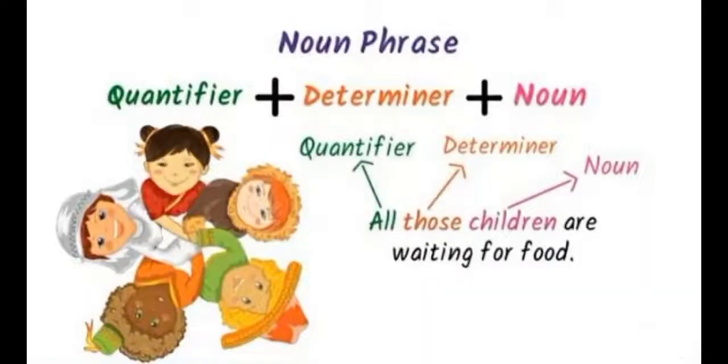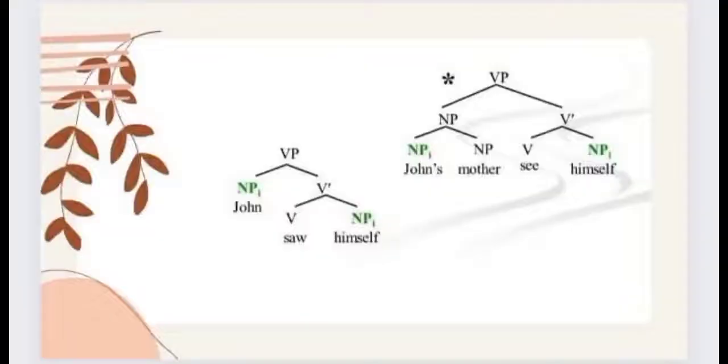A noun phrase can also be a quantifier plus a determiner and a noun. For example, all those children are waiting for food, wherein all is the quantifier, those is the determiner, and children is a noun. Put together, they become a noun phrase.